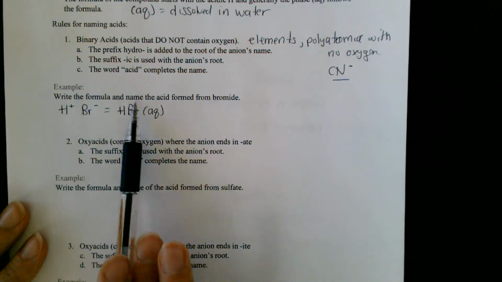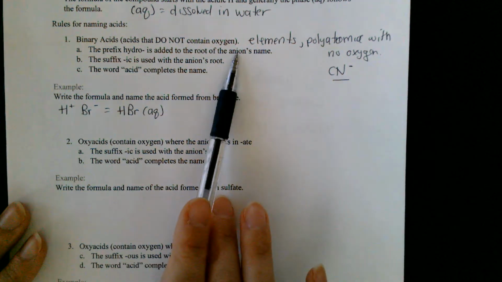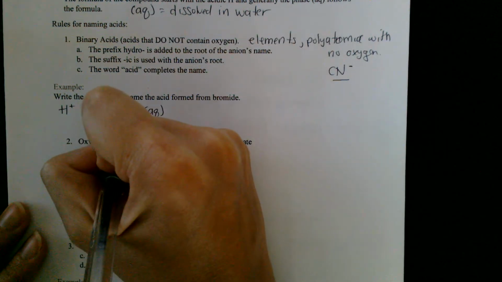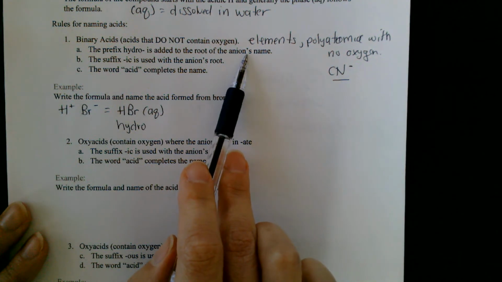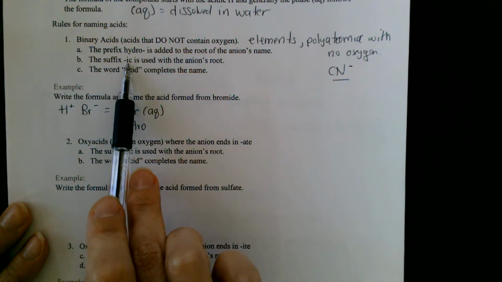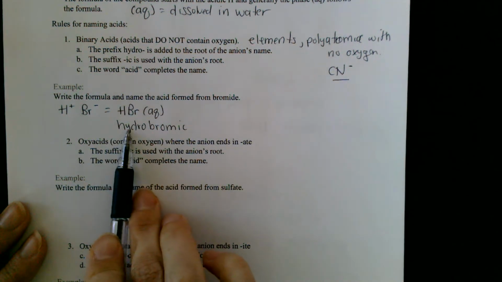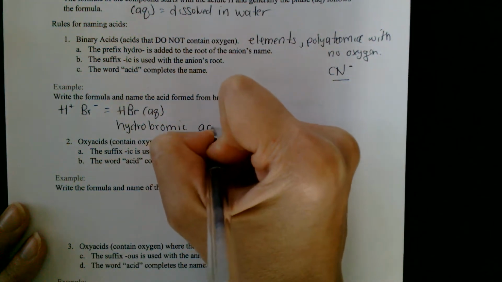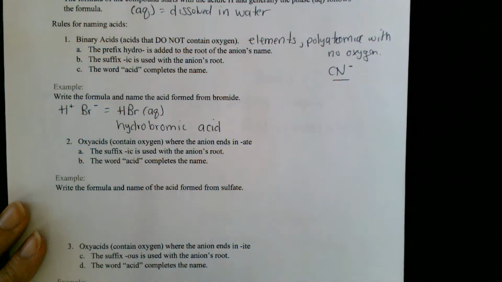So the formula is pretty easy. For the name, we're going to follow our rules. Bromine is our root of the anion name, so we're going to put hydro in front of that. Then we're going to have our root, bromine, but we're going to change the -ine to -ic. So hydrobromic, and then we follow it with the word acid. So HBr is hydrobromic acid.